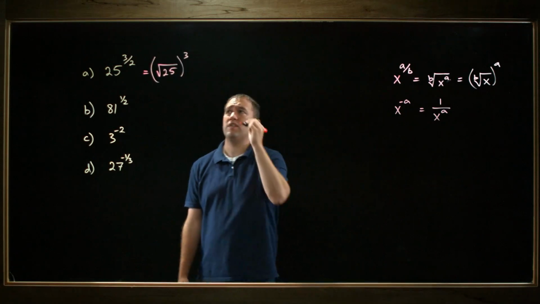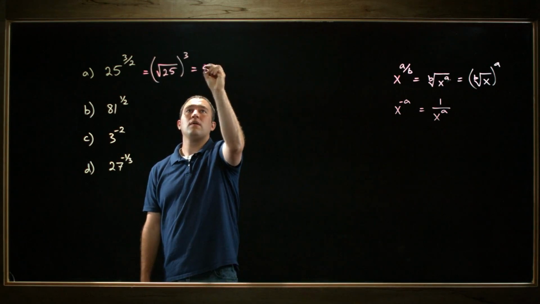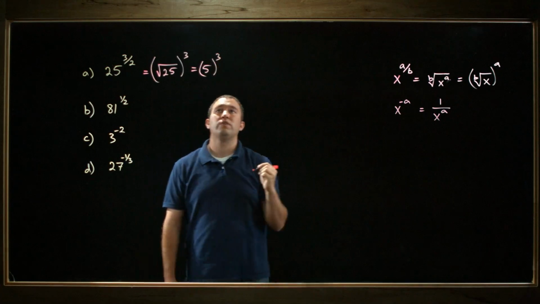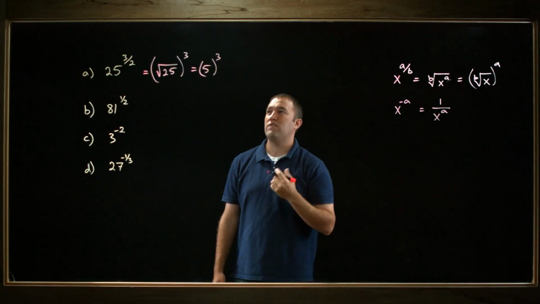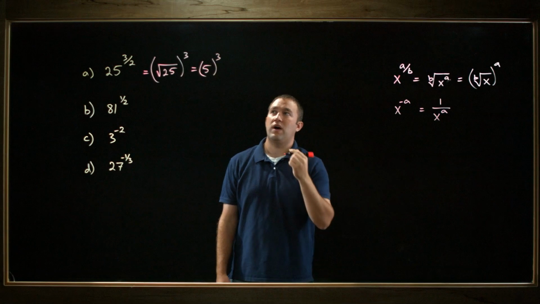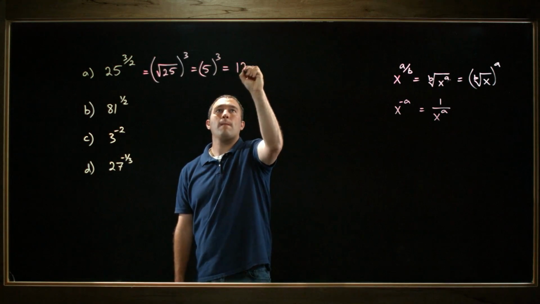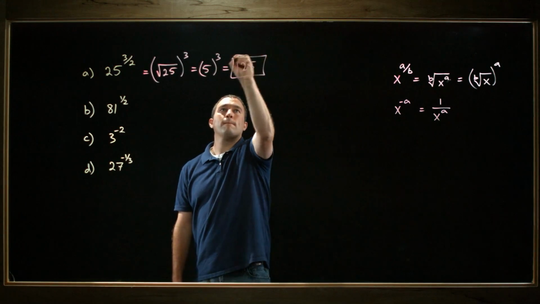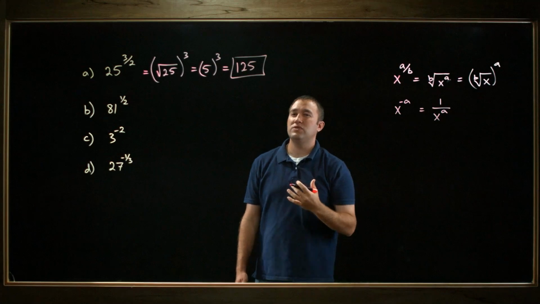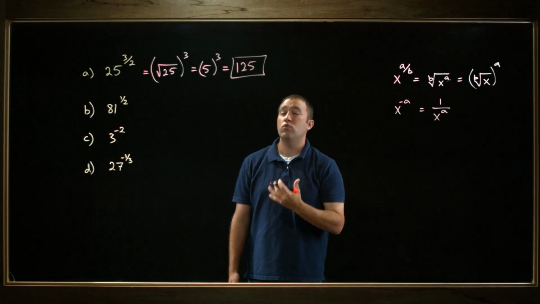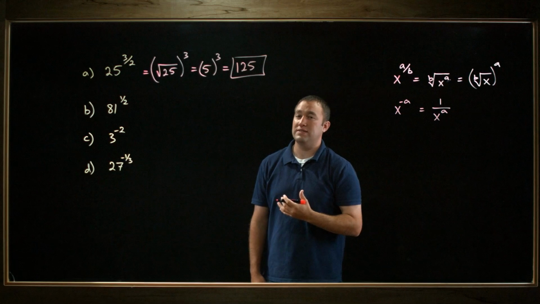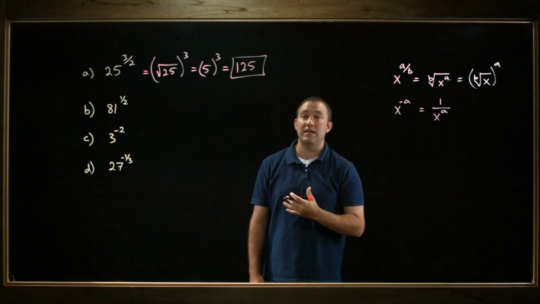Well, the square root of 25 is just 5, and the cubed is still there. And 5 cubed, 5 times 5 is 25, times 5 is 125. And that's your final answer. Some students kind of default to a calculator here, and you really don't need to, and it won't save you any time in the long run, so it's good to get these ideas now.